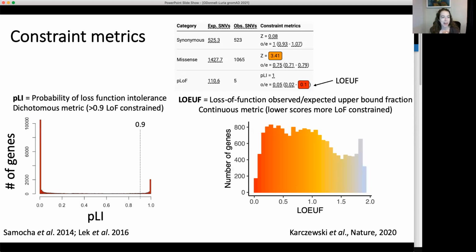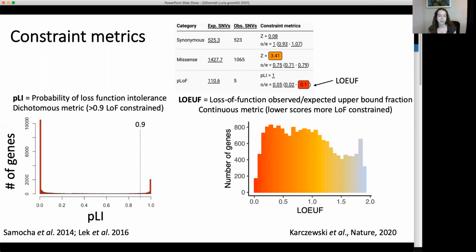So the first, pLI, is the initial metric developed by Kaitlin. This is the probability of loss of function intolerance. It's a dichotomous metric, meaning it's a lumping metric, and it's good if you want to draw a line and say these genes above my line, we typically use 0.9, are loss of function constrained. On the other hand, this is biology. Some genes are going to be very loss of function constrained, and some will be a little bit, some will be not at all. The actual picture is much more of a continuation or spectrum.